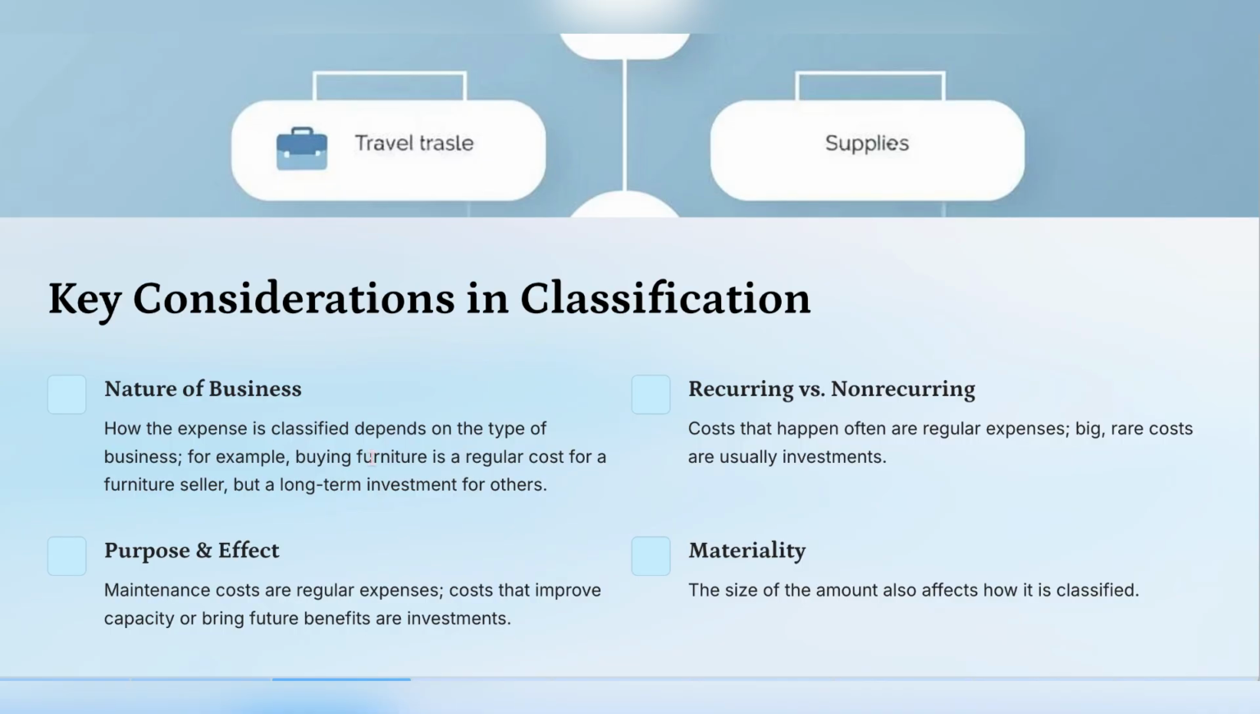Now coming to recurring versus non-recurring. Recurring matlab ongoing expenses, day to day expenses. Non-recurring matlab it is a one time expense.